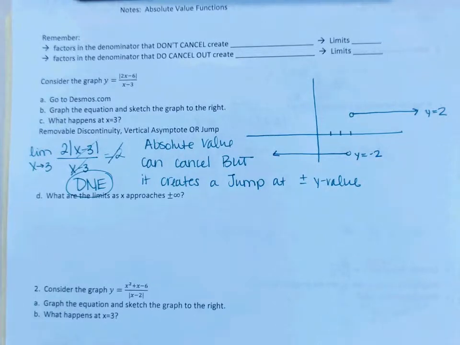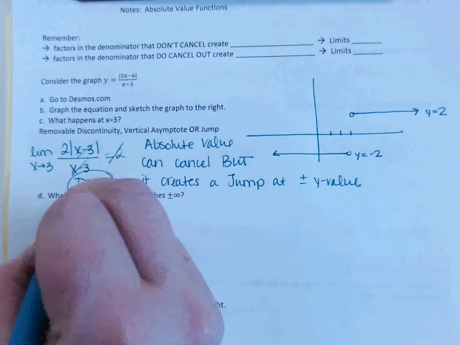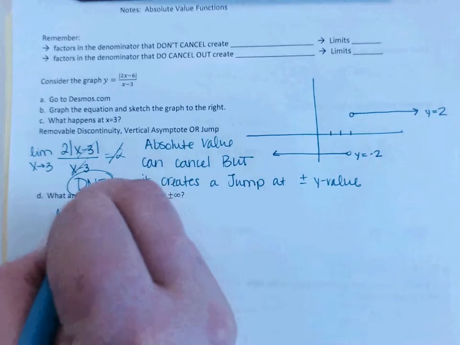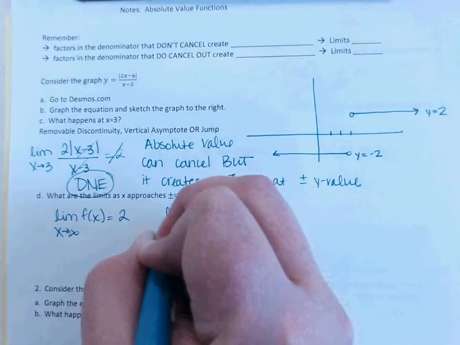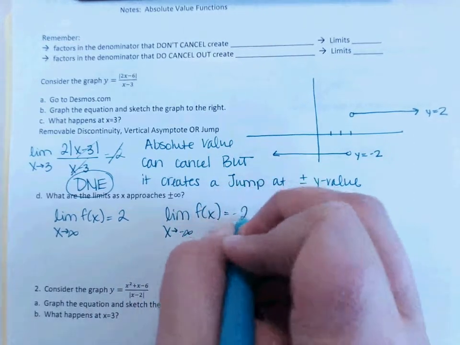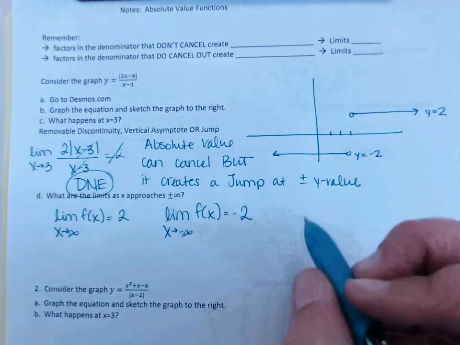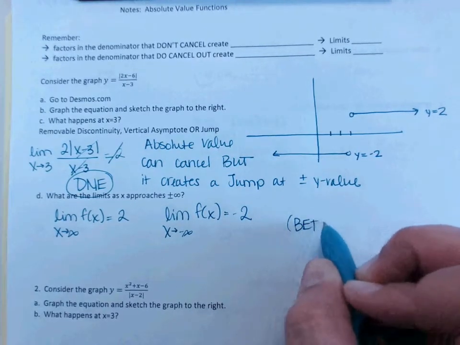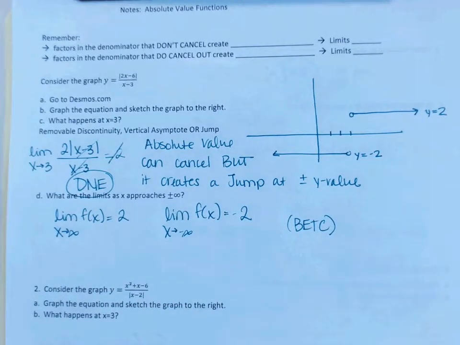Towards forward infinity, I get positive 2, and towards negative infinity, I get negative 2. So your Betsy almost works, but not quite, because they're approaching different values of 2. One is positive 2, one is negative 2. So, moral of the story is, some of the rules that you use on polynomials still apply for absolute value, but they're kind of edited, okay?